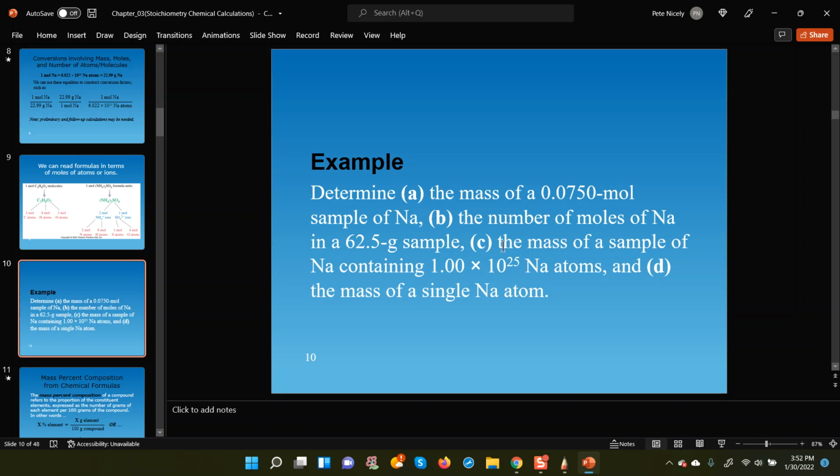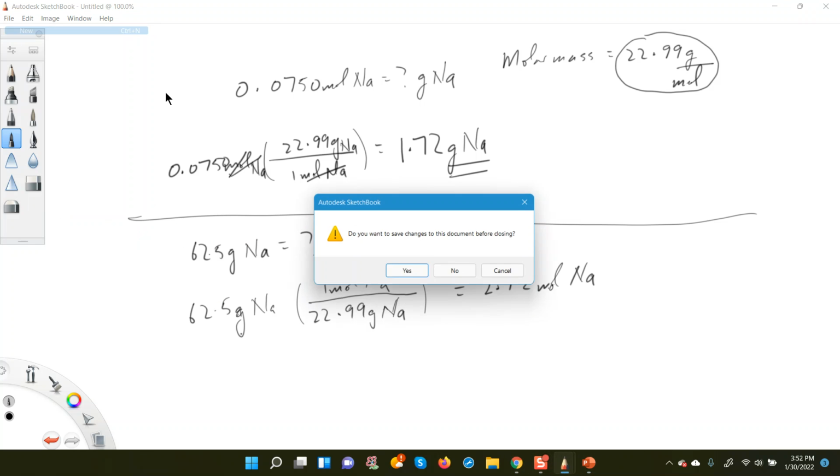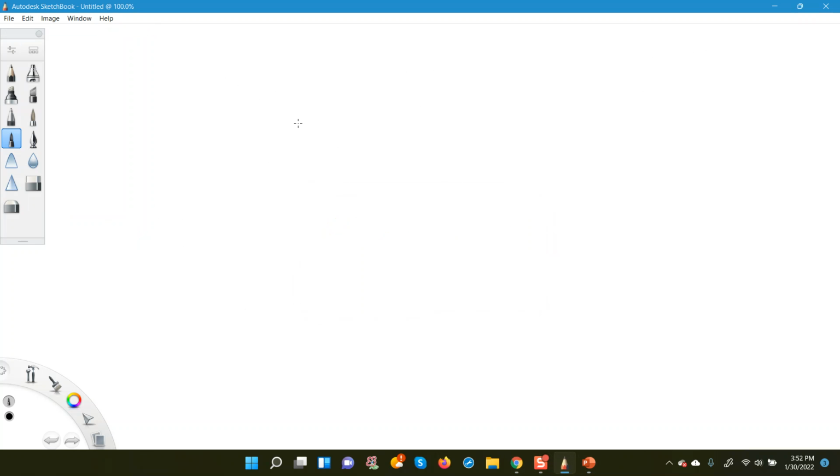Okay. Let's go back to this. And now the C part is asking for the mass of a sample of sodium containing 1.00 times 10 to the 25 sodium atoms. All right. I think I'm going to remove all of this here. Okay. So in this case, you are given 1.00 times 10 to the 25 sodium atoms, and you are to determine the amount of sodium in grams, so grams of sodium, all right?